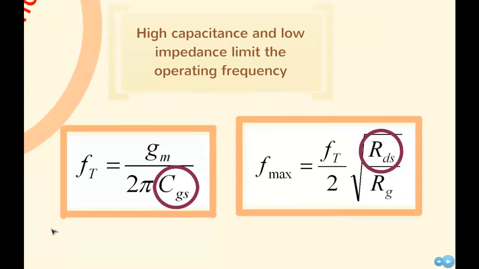So we'll be looking now at two very good performance indicators of microwave transistors. FT, which is called the cutoff frequency or gain bandwidth product, and Fmax, which is the maximum frequency of oscillation. So FT is the frequency at which the short circuit current gain falls to unity. And Fmax is the frequency at which the unilateral power gain falls to unity. Now, ideally, you'd want both of these values to be as high as possible.